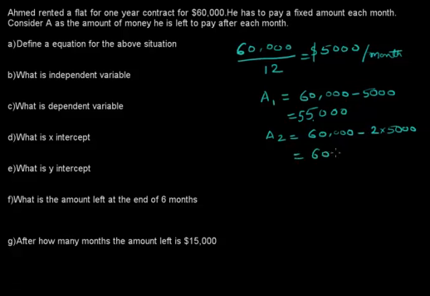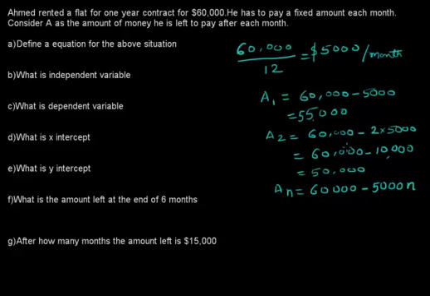Similarly, after 2 months, out of the 60,000, he has already paid 2 times 5,000. So this is 60,000 minus 10,000, and this is equal to 50,000. So what Ahmed is left to pay after n months is A_n, and it is equal to 60,000 minus 5,000 times n, where n is the number of months.